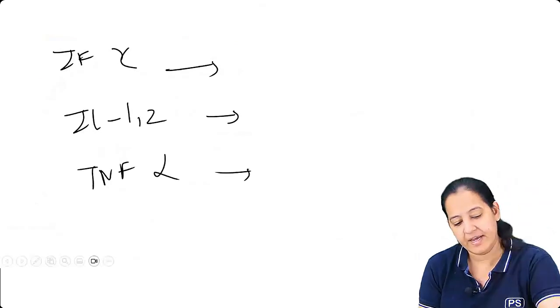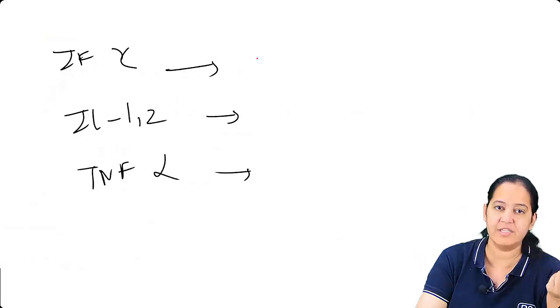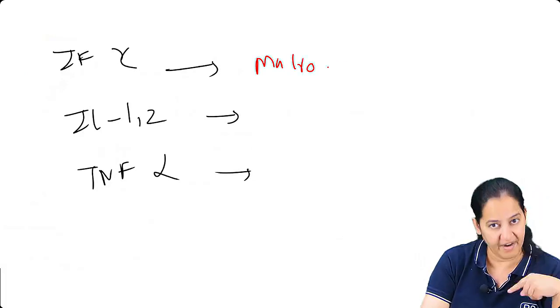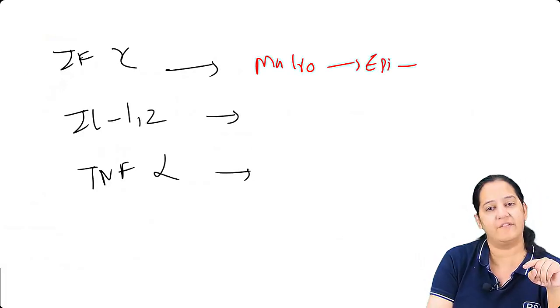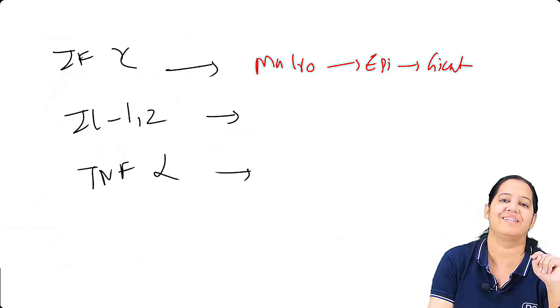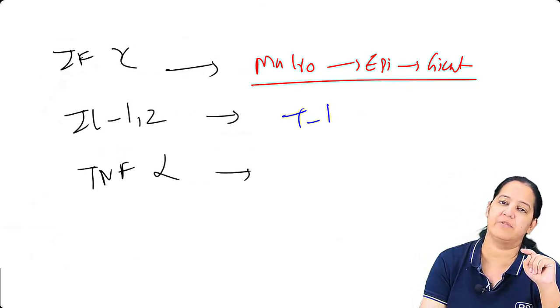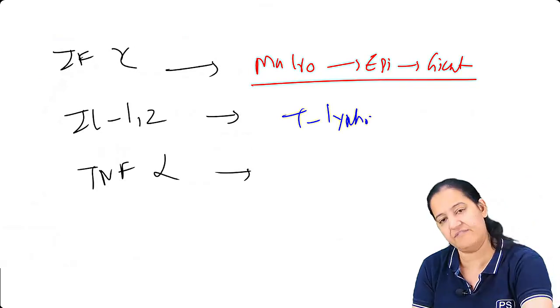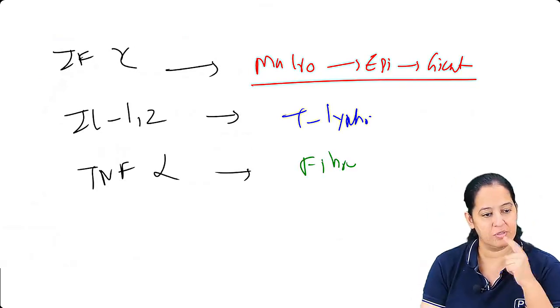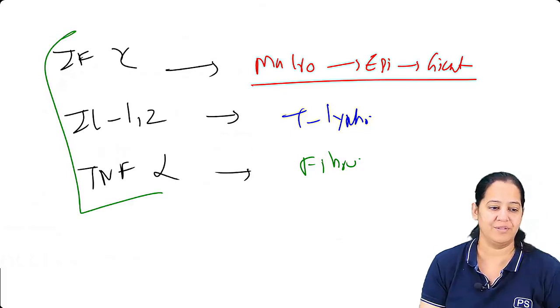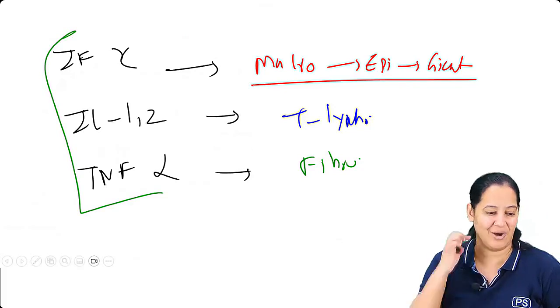Okay, tell me. Interferon gamma takes the monocyte out, converts it into macrophage, modifies the macrophage into epithelioid cell, and fuses the epithelioid cells to form the giant cell. So this is the whole story of gamma. Interleukin 1 and 2 take the T lymphocyte out. And TNF alpha takes the fibroblast out. So ultimately, a granuloma is formed. Okay, this is how. Got it?